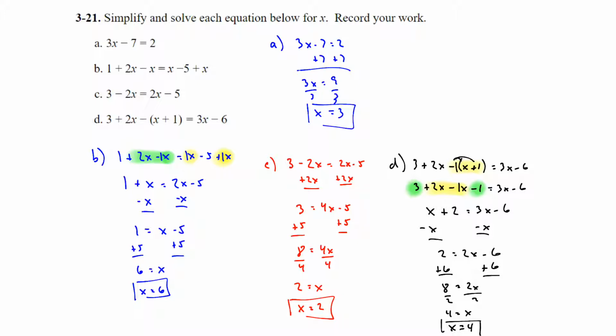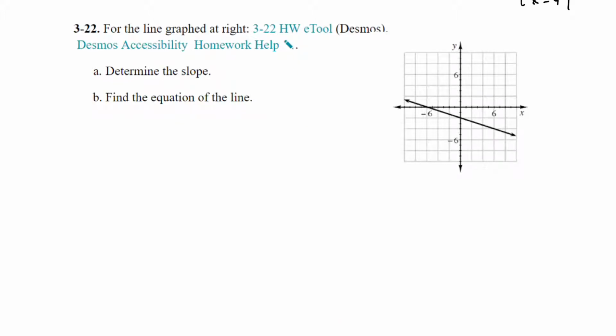And those are your problems for solving each of the equations above. 3-22, for the line graph at the right, we're going to determine the slope and find the equation of the line. So, find the slope. We could find 2 points where it intersects nicely. Alright, and we can use our slope triangle.